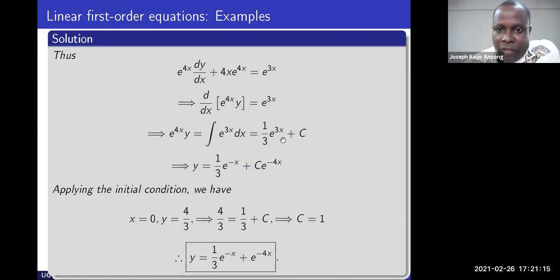Integrate this and have 1 over 3 e to the 3x plus a constant of integration. Divide through by e to the 4x, or multiply through by e to the minus 4x if you want. Then y is equal to this expression here.